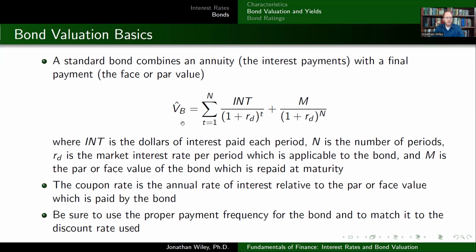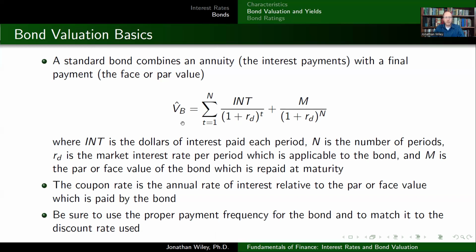In a prior video, I mentioned the coupon rate. The coupon rate is the annual rate of interest relative to the par or face value, which is paid by the bond. When they used to have actual paper bonds, you would get a piece of paper. It would have on there $1,000 par value, and it would specify a coupon rate of say 10%. What that would mean is that 10% of the par value is the amount of interest that's going to be paid per period, or per year in that case.